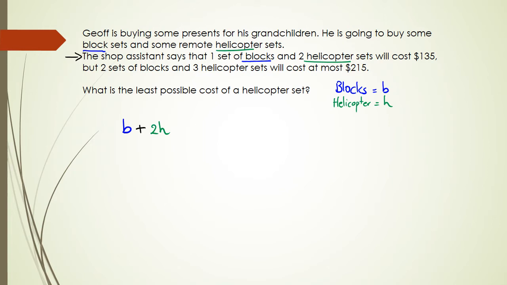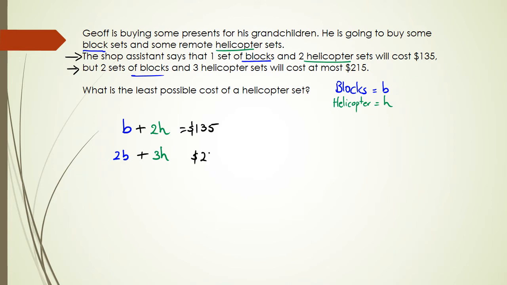B plus 2H is equal to $135. Okay, this is our first statement. Now looking at the second statement, it says two sets of blocks, so that's going to be 2B, and three helicopter sets will cost at most $215. So we have two sets of blocks and three helicopters. It will cost at most $215.